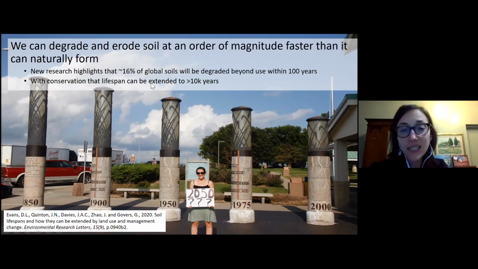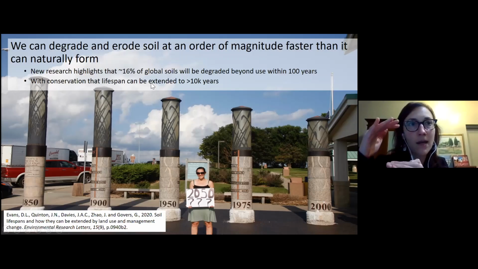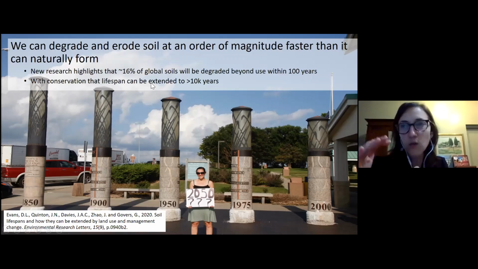And they say that 16% of soils globally, so they created an estimate of a lifespan to be the top 12 inches of soil. And they say that 16% of global soils could be degraded within 100 years. But that with conservation and some of the things that I study and that many of you do as well, the lifespan of soils could be extended significantly. And so this is me in the middle.